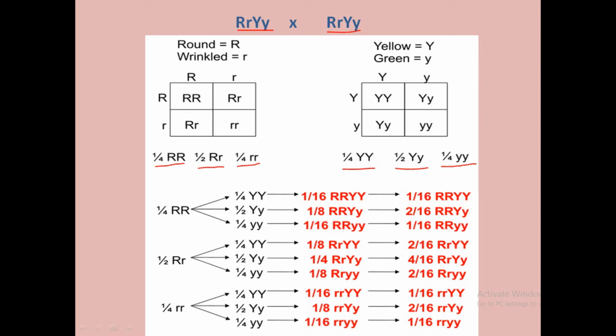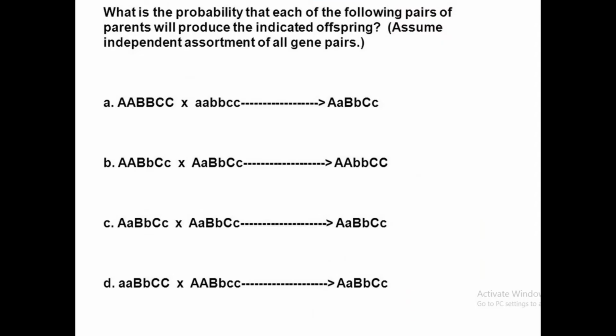So now let's write R in this way, and for every R there are 3 Y, then we will cross it. 4 into 4 is 16, 4 into 2 is 8, 4 into 4 is 16, like that the ratios go on, and these are the genotypic ratios that we got: 1 is to 2 is to 1, 2 is to 4 is to 2, and 1 is to 2 is to 1.